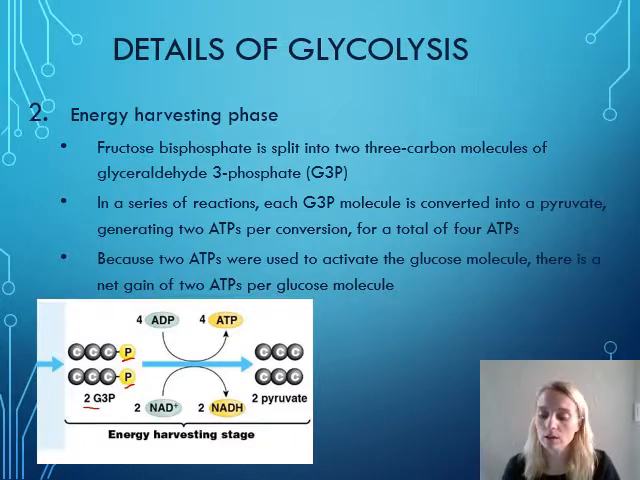So we are going to be making 4 ATPs in this energy harvesting phase. Now, we're making 4 total. We spent 2, so that gives us a net gain of 2 ATPs. So in glycolysis, you actually generate 4 ATPs, but we have to account for the 2 that we spent at the beginning. So we usually say glycolysis has a net gain of 2 ATPs.